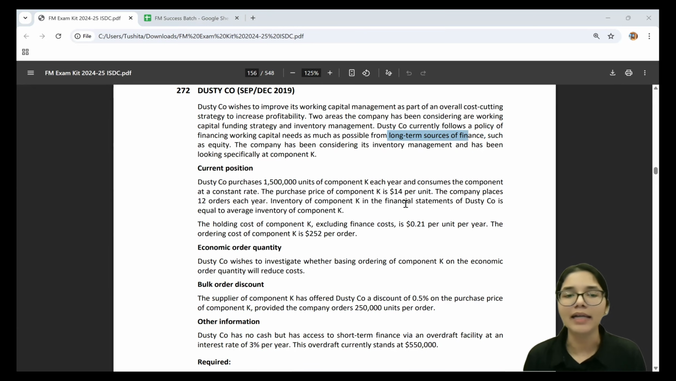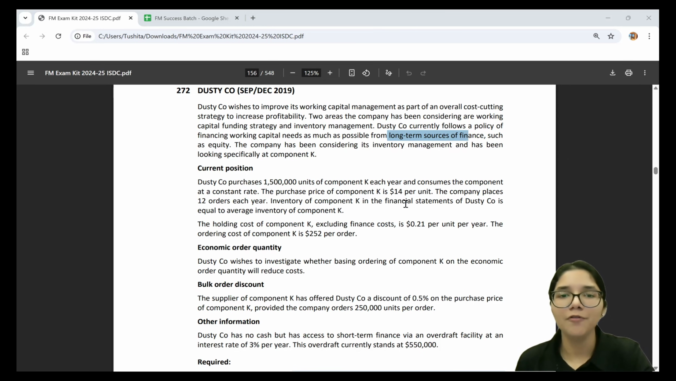Then the question further tells you that the company has been considering its inventory management and has been looking specifically at component K. Any doubts, anything to discuss till here? We all know that there are two areas which are going to be tested. Firstly, the question is going to ask me about inventory management. Then it is going to ask me about the financing strategy of the company. And lastly, it tells me that I'm using long term. That means I get to know about the management, that these are people who do not like taking a lot of risk. They do not mind paying extra, but they just don't want to take any risk.